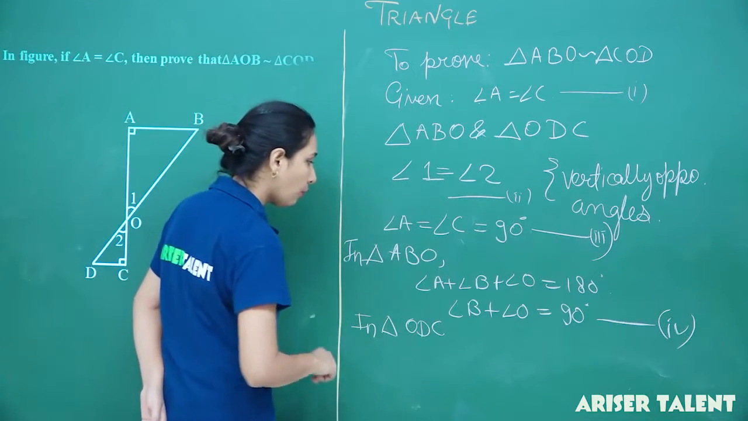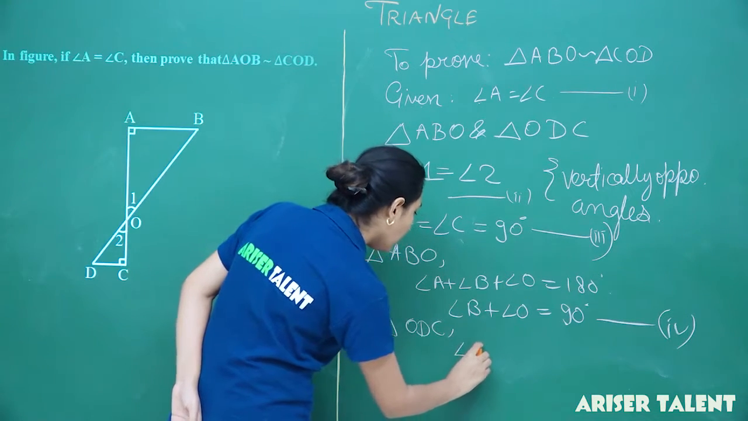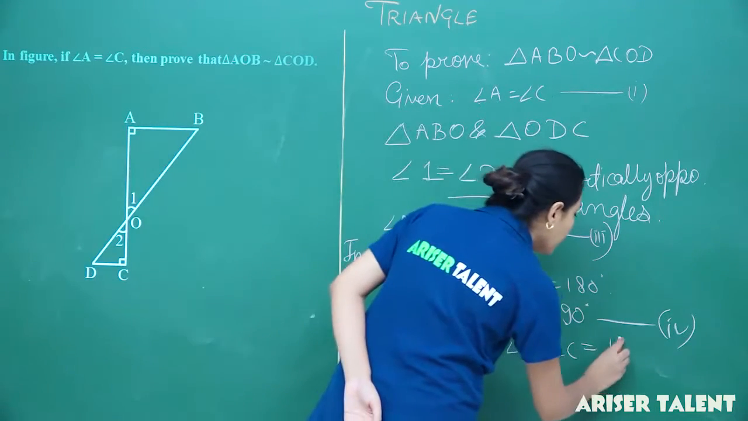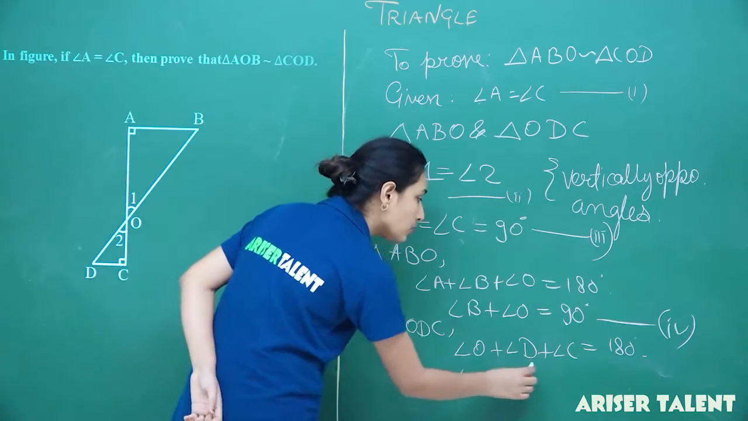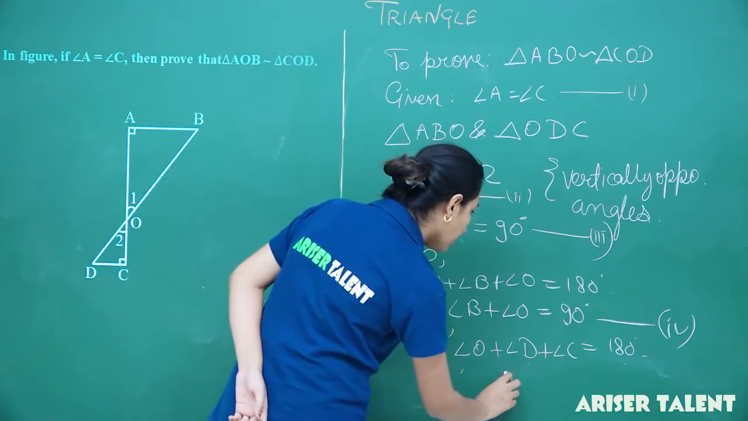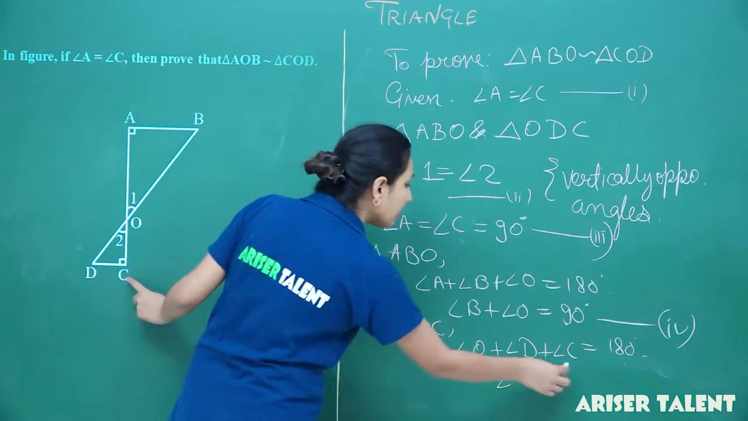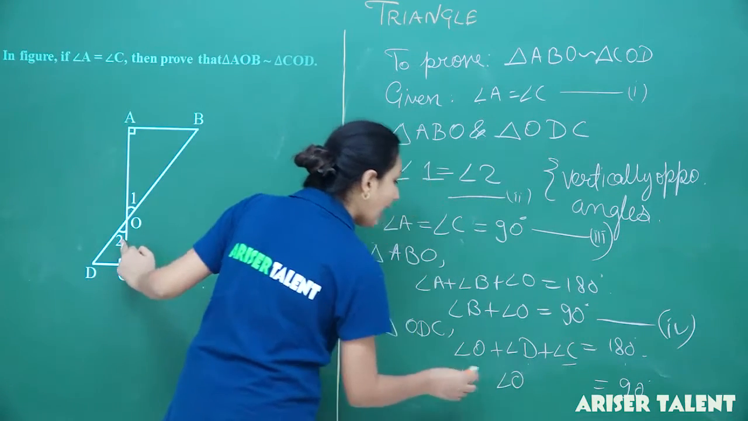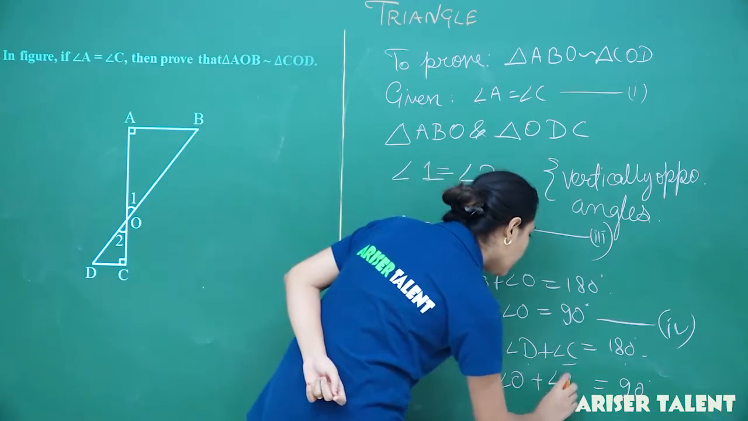Like this, in triangle ODC, what will we have? We will have angle O plus angle D plus angle C equals 180 degrees. Again here, angle C equals what? 90 degrees. So it will come here and become 90 degrees. Now, angle O is taken there, angle C is taken there, so it will become 90 degrees and the remaining is angle O. Angle O is the same here, no? This angle is equal to this angle. So, angle D equals 90 degrees.